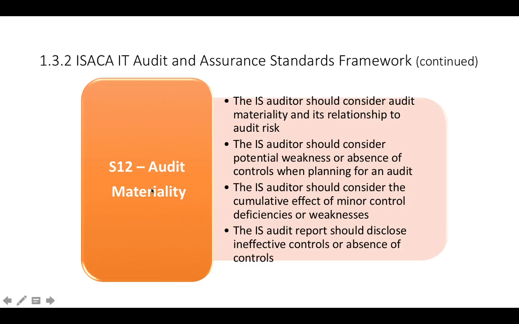Okay, so then audit materiality. What we should understand is that IS audit should consider audit materiality and its relationship to audit risk. So consider potential weaknesses and also the cumulative effect of minor controls, so how things get implemented in the real world. That has to be looked at.